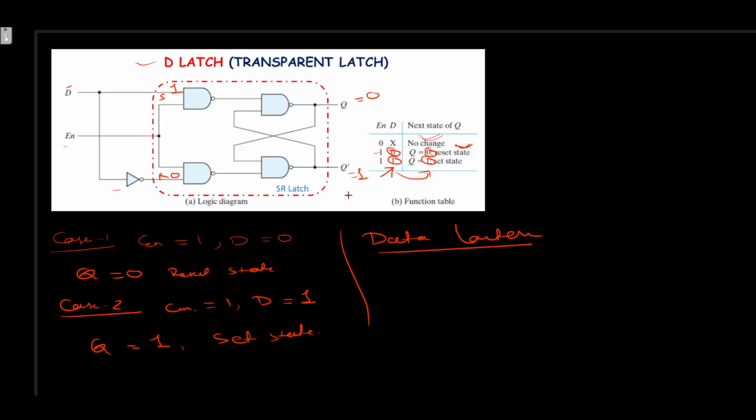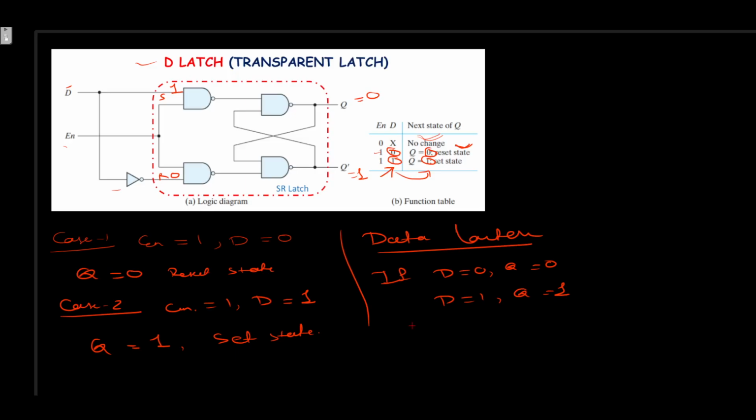So this is why it is called a data latch. That means if D is equal to 0, Q is equal to 0, or if D is equal to 1, then Q is equal to 1. So that's why it is called a data latch. It will store the same value that is given as an input.